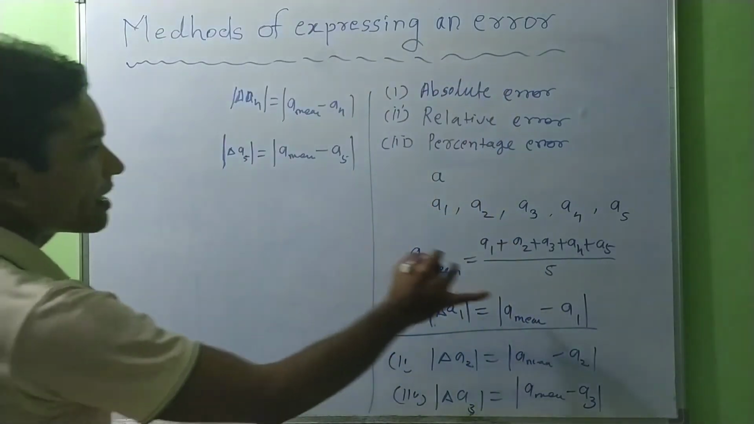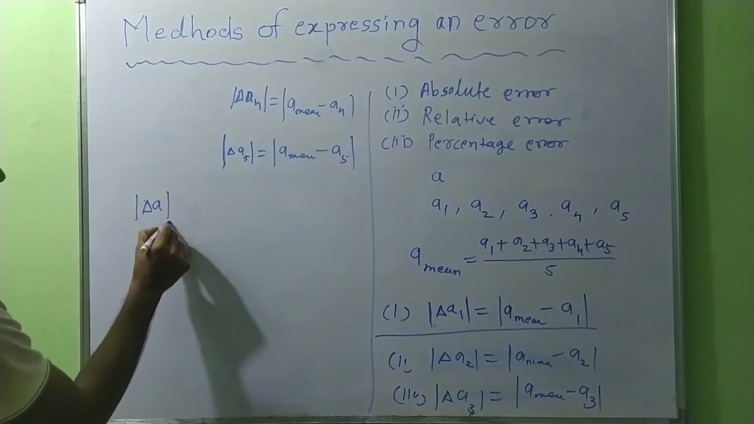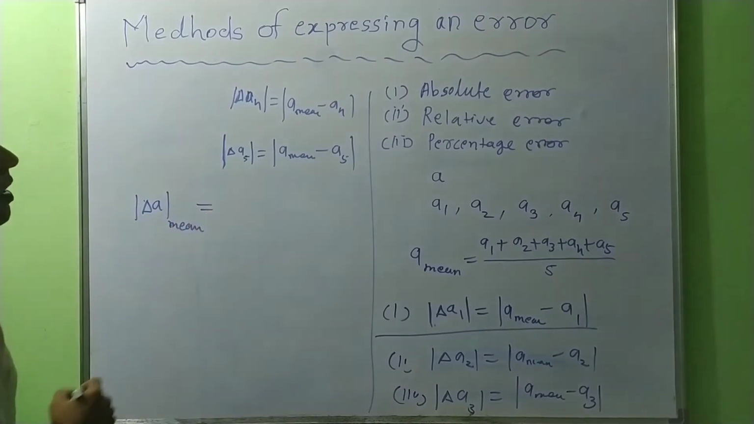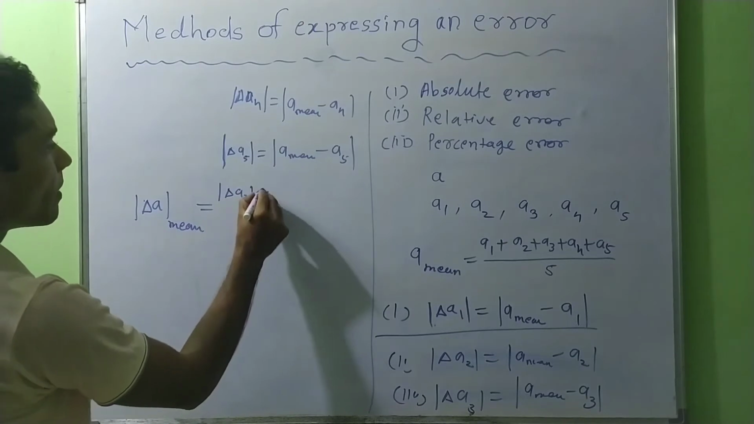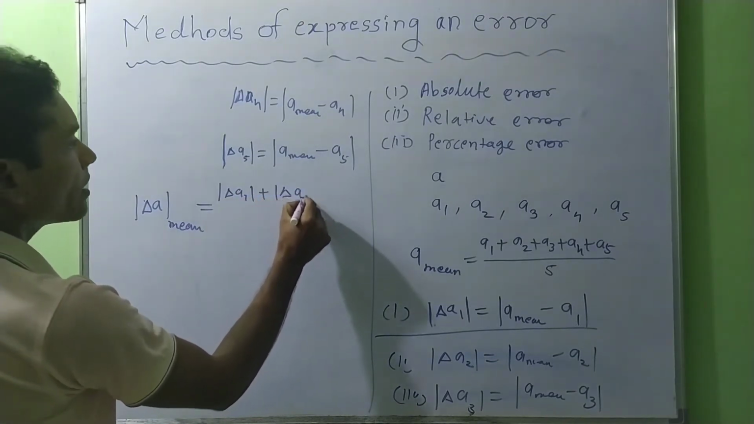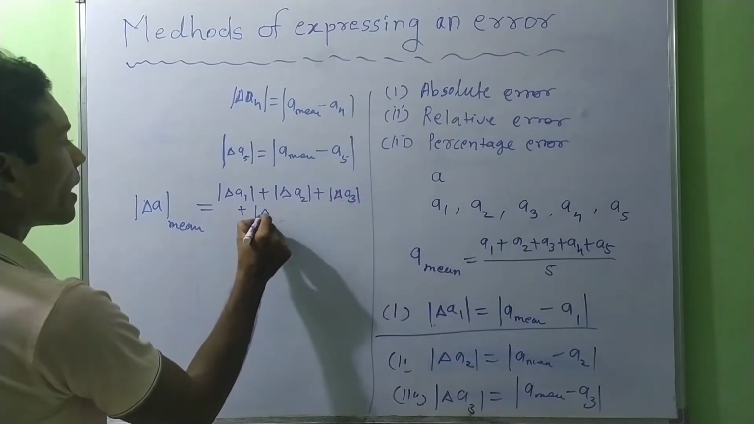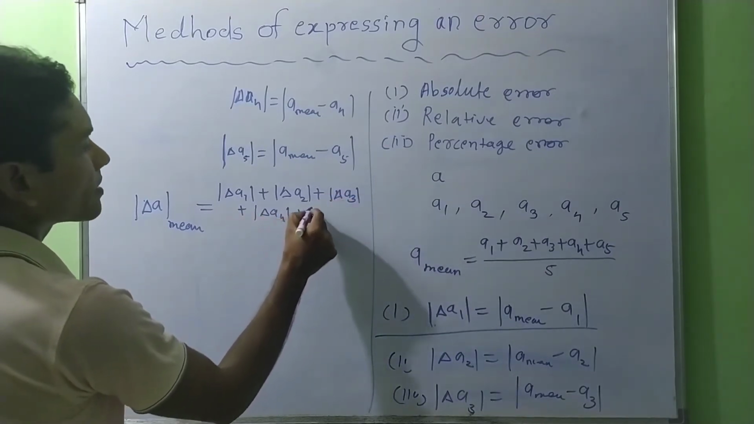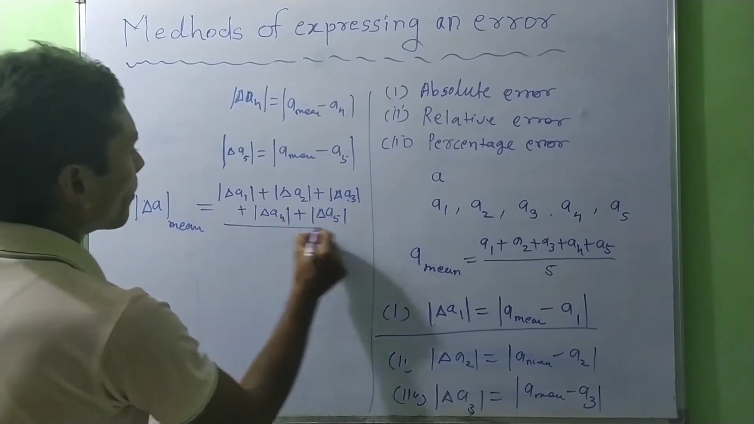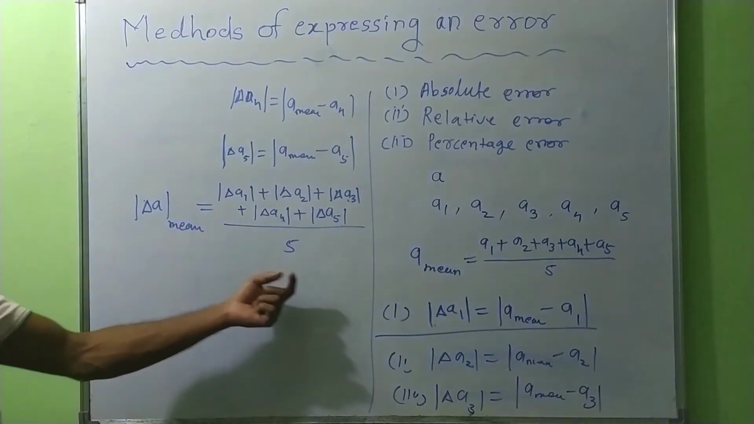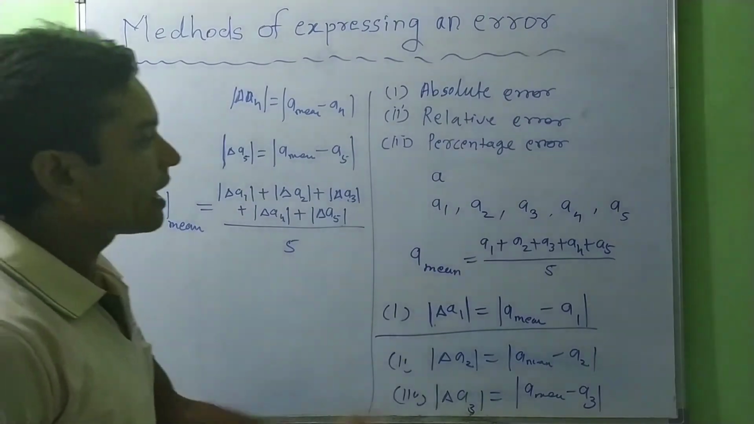So what will be the average absolute error? This will be mod del A mean, or average, equal to the first absolute error plus second absolute error plus third absolute error plus fourth absolute error plus fifth absolute error, upon 5, because here 5 observations are there. This is the mean absolute error.